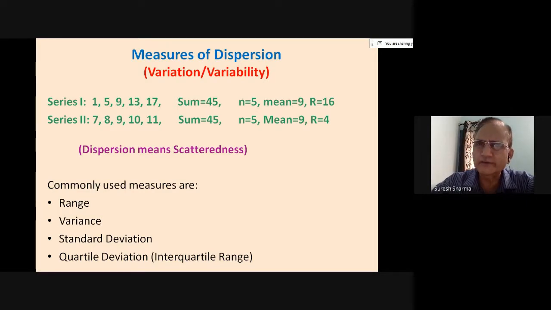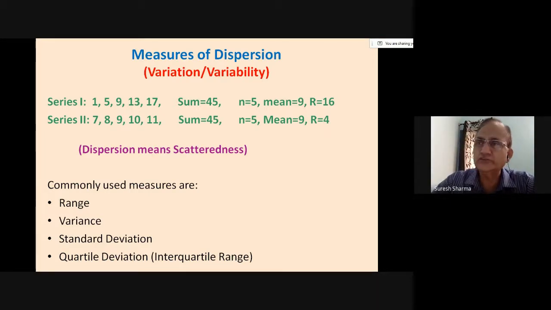The simplest measure to look into variation is to compute range, which is the difference between highest and lowest. So if you look at the range, 17 minus 1, it is 16. If you look at the range here, 11 minus 7, it is 4. So series 1 is almost having 4 times, 4 into 4 is 16, so almost 4 times the range of the second. So you can say that series 1 is having more variation as compared to series 2.